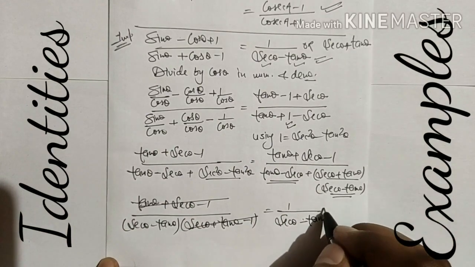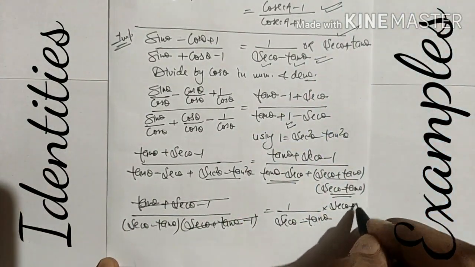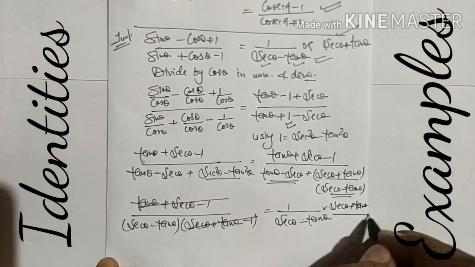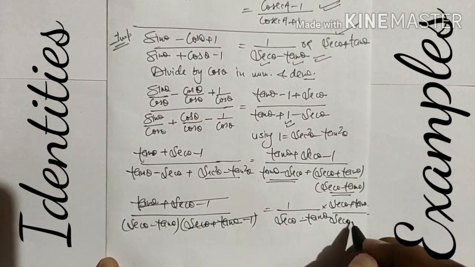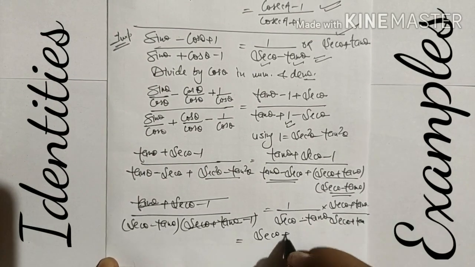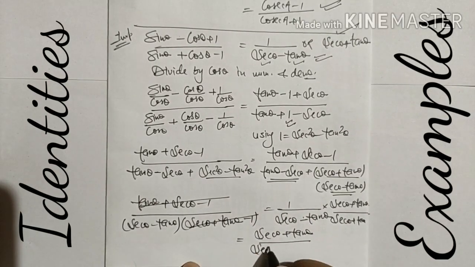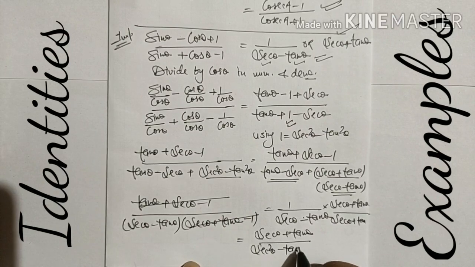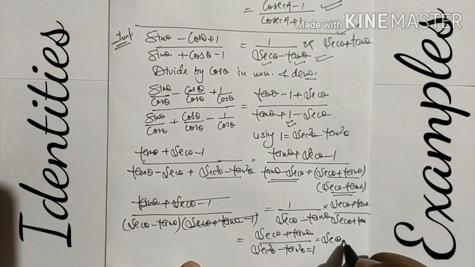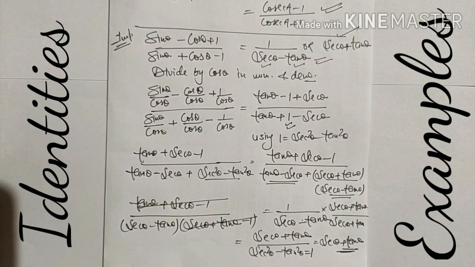If we rationalize this one, we can reach up to this part like this. Rationalize with secant theta plus tangent theta, secant theta plus tangent theta. We get this one in the numerator, and downside we get a minus b, a plus b, which is given by a square minus b square, and it is 1. So it can be written as secant theta plus tangent theta. So I hope you all understand this one.